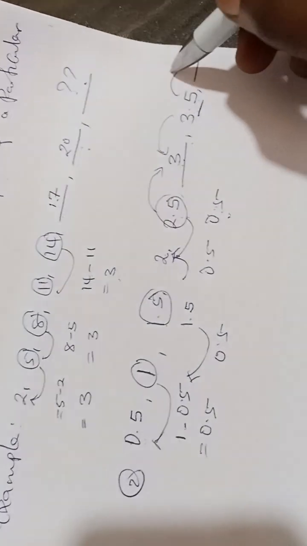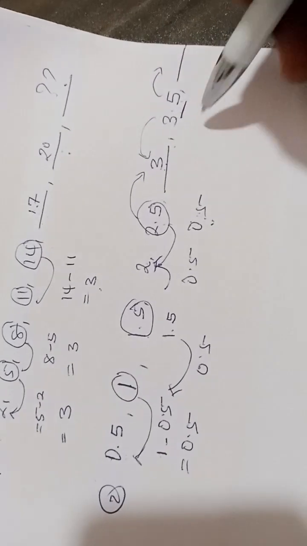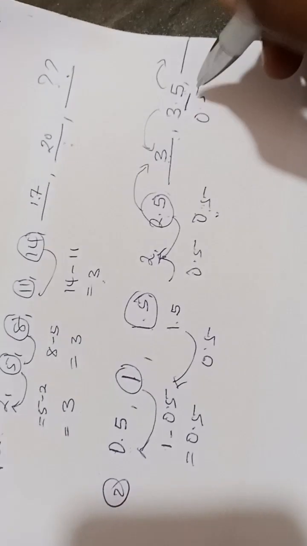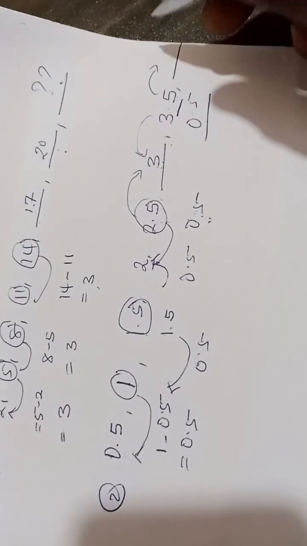So now we are going forward. Since it's forward, we are going to add. I have 3 and a half and they add me a half. So what would that give me? It will give me a complete 4 oranges.